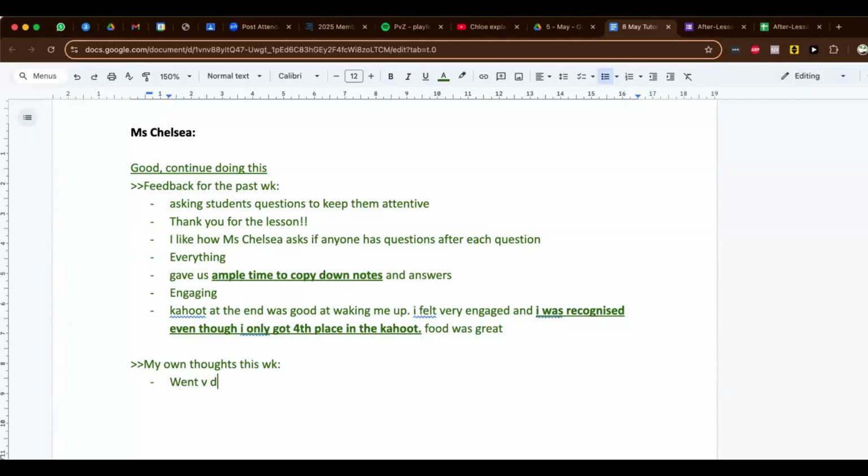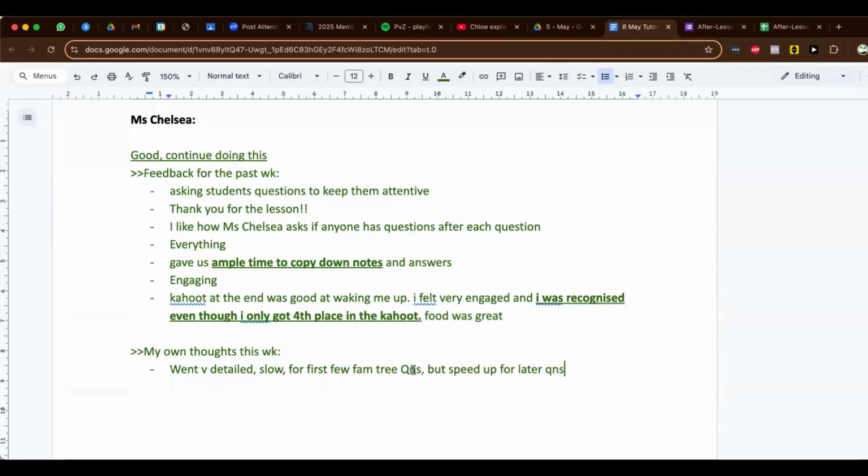And I also give them a lot more time to copy down the answers. So I went slower, essentially. But then later you sped up. I think so. Yeah, that's a good strategy. Instead of everything being so detailed, right? Then we'll drag the lesson on too much. Maybe I kind of made that mistake. That's why my lesson was quite long. Could also just be because of the big class size.